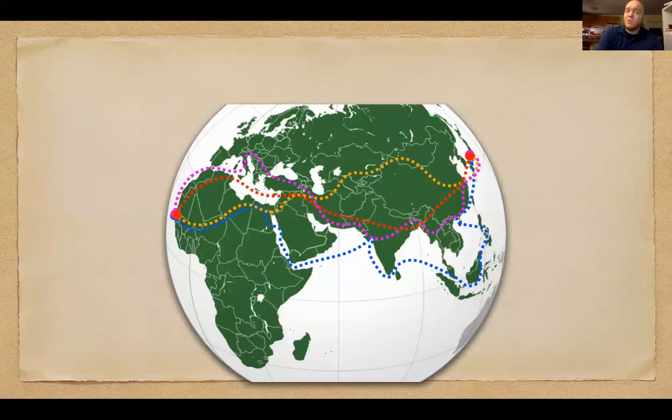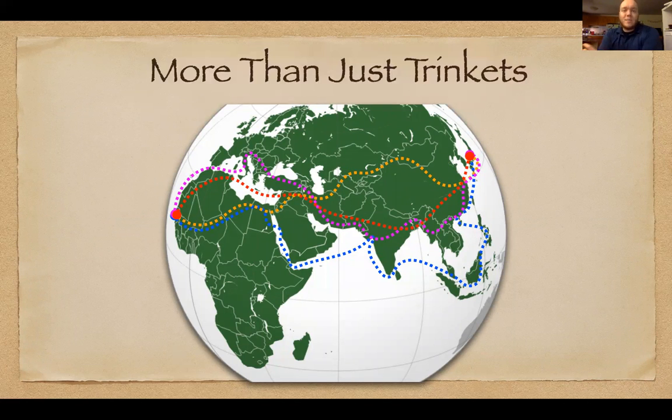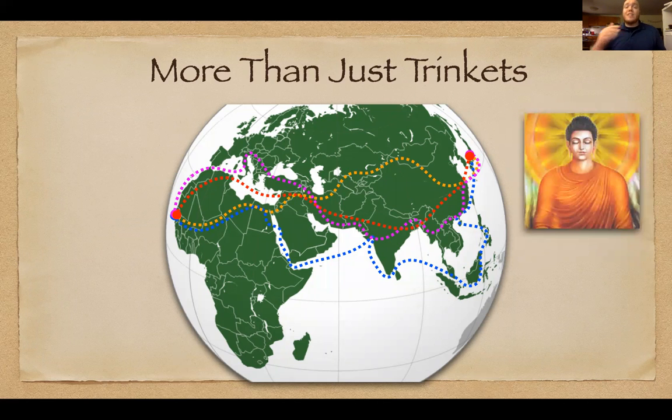But as with anything, especially with trade, there's the pendulum swing again, and then we can consider that it was more than just trinkets. It was more than just illness that was exchanged along those routes. Ideas were exchanged. Religions were exchanged. Buddhism went from being an intimate, humble religion in India, traveling slowly over centuries up into China, and then blew up into the biggest and most influential religion in East Asian history.